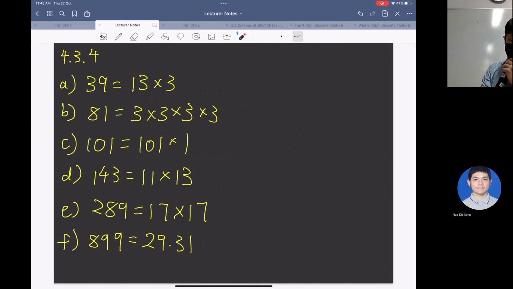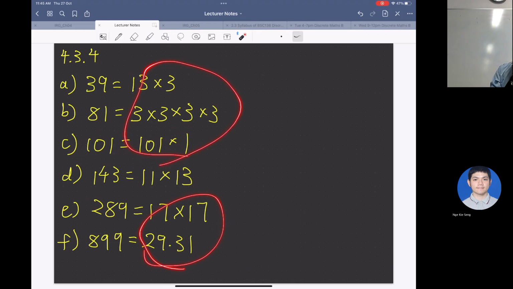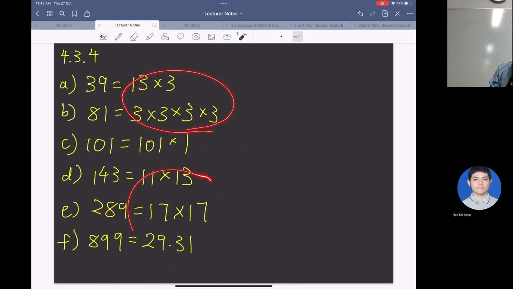Okay, 4.3.4 is the fundamental theorem of arithmetic, right? So you can see that a prime can only be written as the prime times 1. Remember how we define primes? Only 1 and itself are the divisors. So see, only 1 and itself. And these are all unique ways to write it.